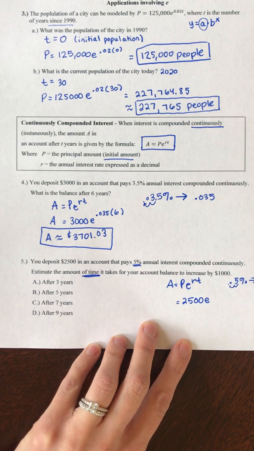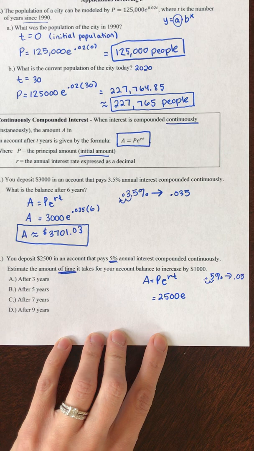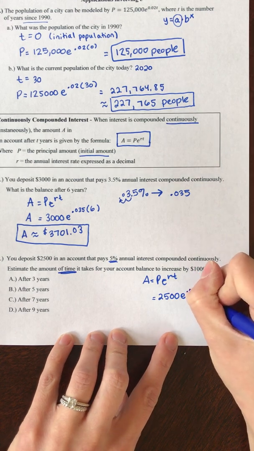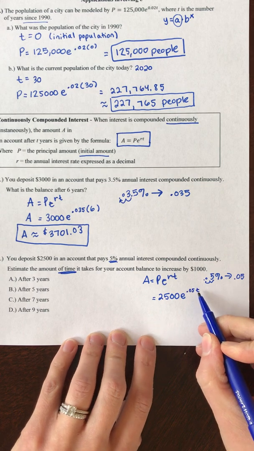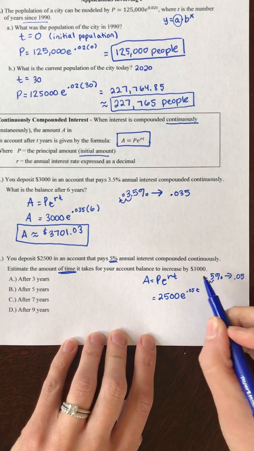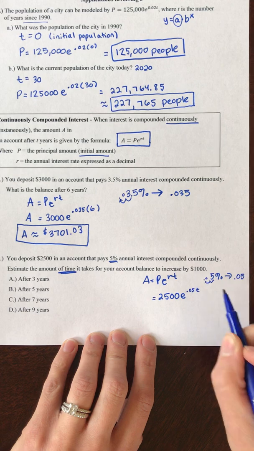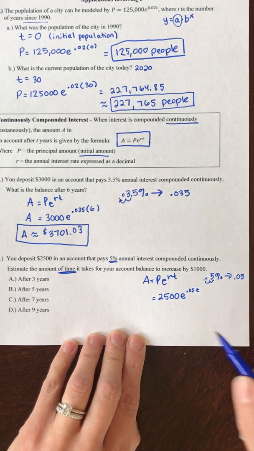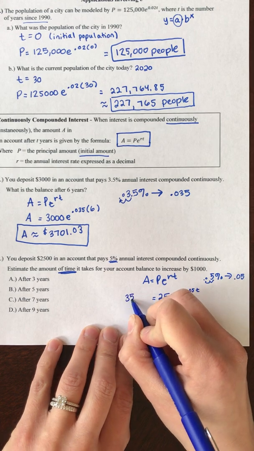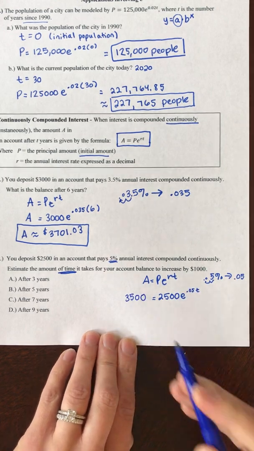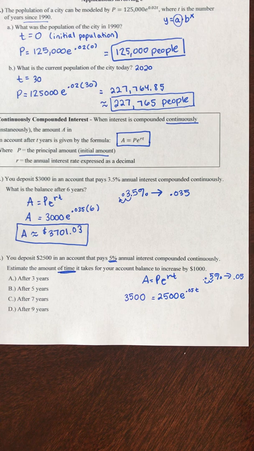Oops, there we go. Okay, so e to the 0.05. Now I'm looking for t. I want to know what time period makes the value of my bank account increase by $1,000. Well, that just means if I started with $2,500, when am I going to end up with $3,500? That's what this was asking.